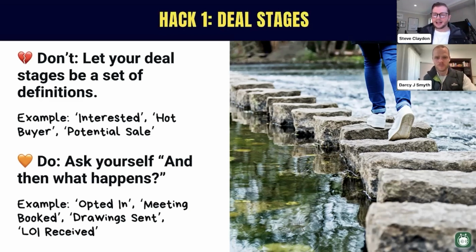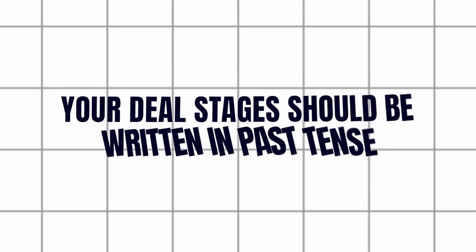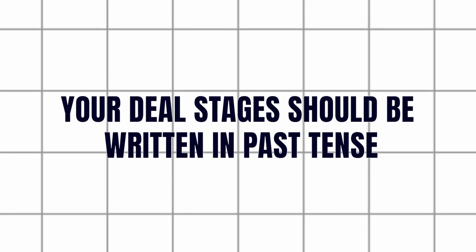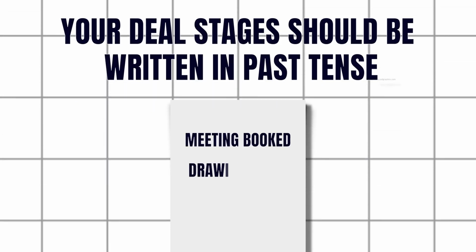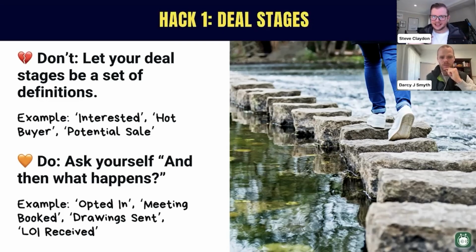But a good practical way of doing this, team, and it's a penny drop moment for a lot of people, is your deal stages should be written in past tense. Meeting booked, drawings sent, LOI received. So you categorically know whether that's happened or not. So then you always know what the next stage is, and it's always in past tense. I like that a lot, Steve. That's well defined. Yeah. It should be action oriented, opted in. They've already done it. So then you know exactly where they are in that deal stage.